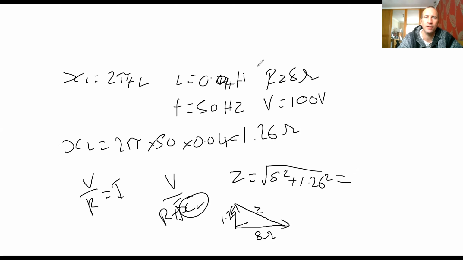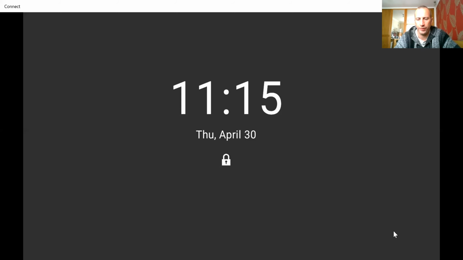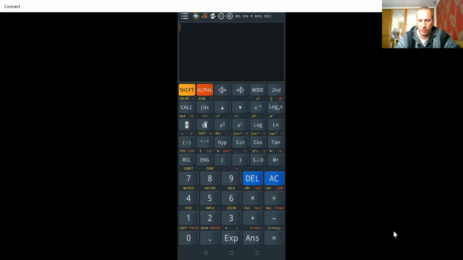So if we have a look at that on our calculator, I didn't get the numbers actually. What were the numbers? We've got 8 and 1.26, haven't we? 8 and 1.26, right? So let's calculate that. So we've got 8 squared plus 1.26 squared, and we get 8.1. Let's go with 8.1.